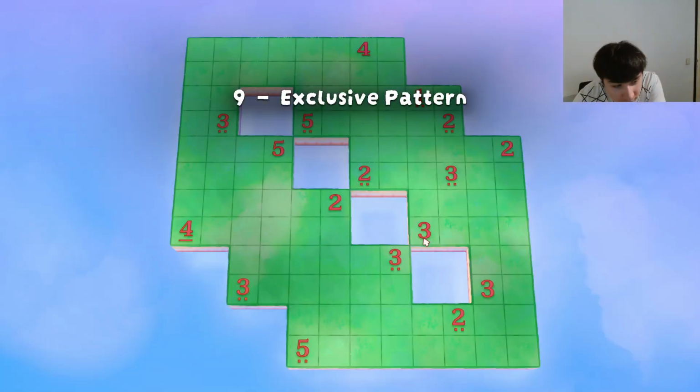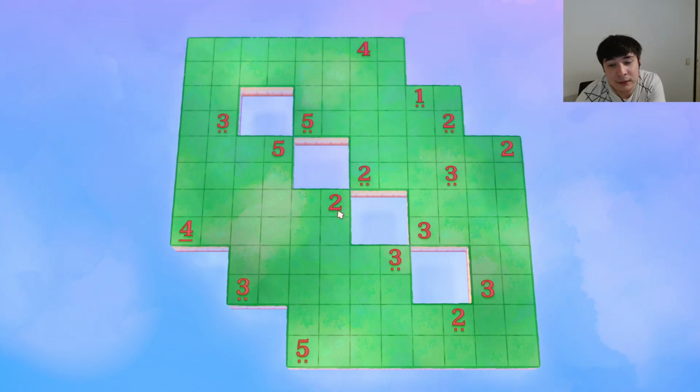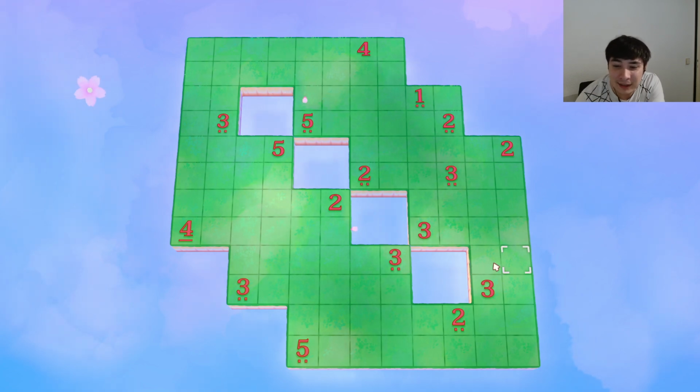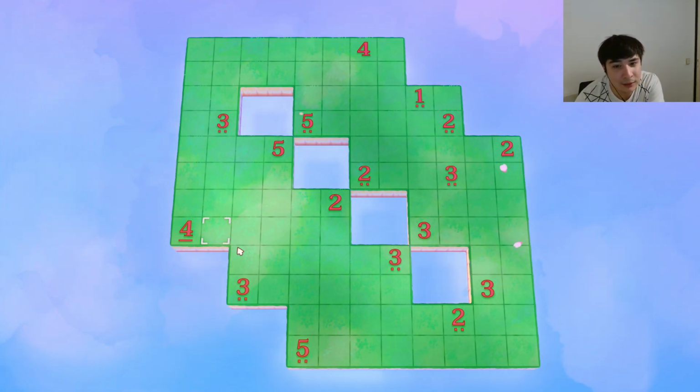Okay, starting to get pretty complicated. Exclusive pattern. Alright. So this is a single 2 and this is a paired 2. This is a single 5 and this is a paired 5. I see how this is going to work. Okay. And we just have a random line here for some reason.